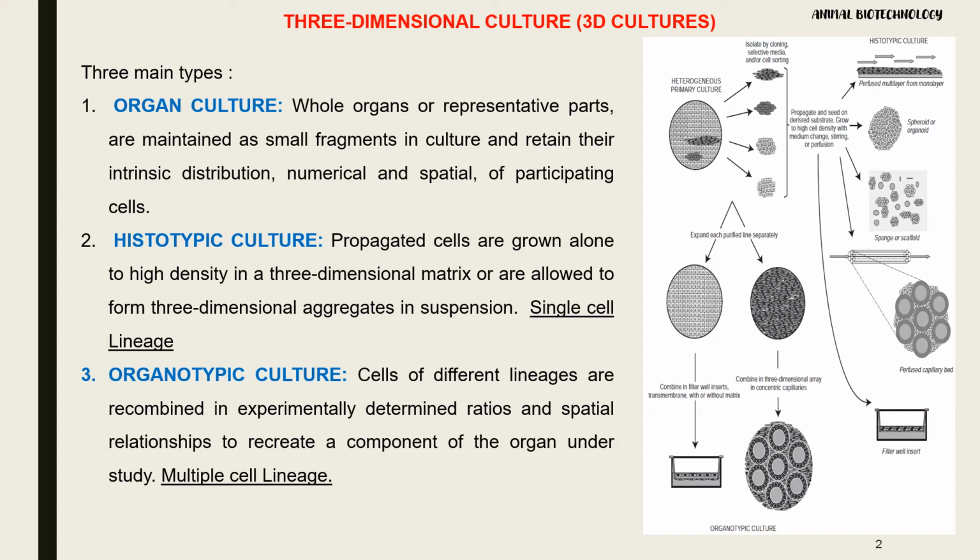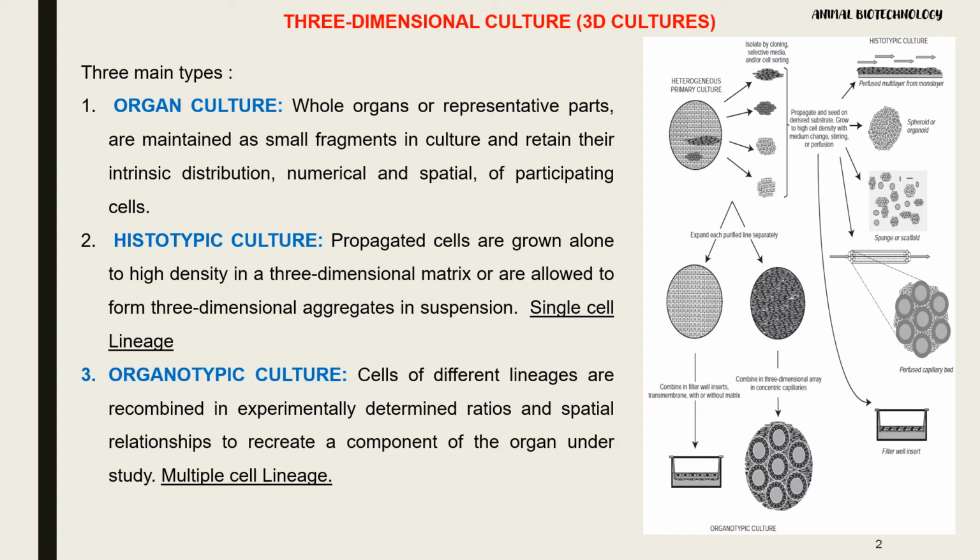Different lineages of cells are selected from the heterogeneous primary culture and grown in a 3D matrix, that is spheroids, perfused multilayer, sponge, and filter well, etc. The cells too maintain cell-to-cell signaling and interaction.